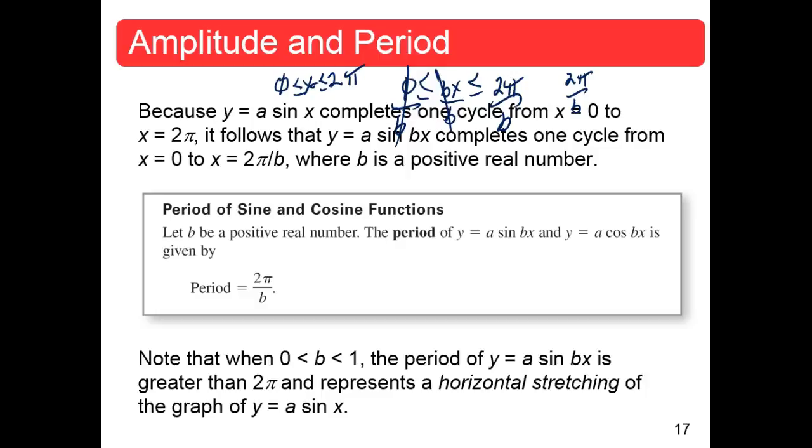But remember back when we were doing translations of functions, whatever you did to x always seemed backwards. Remember that? It does with shrinking and stretching. If you got a big b, it's a shrink. A small b is a stretch. Big a is a stretch, and small a is a shrink, because you're doing the function by that. But when you're doing the period, the x, it goes in the opposite direction. Sorry about that. The x's are always backwards. All right. Enough of that.